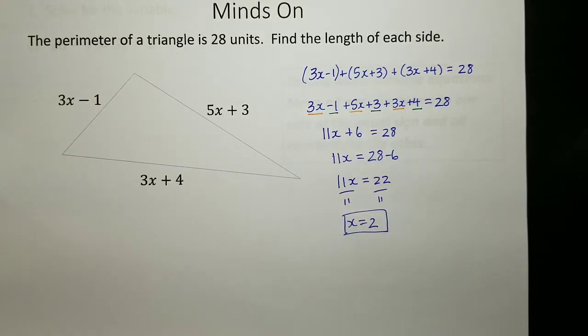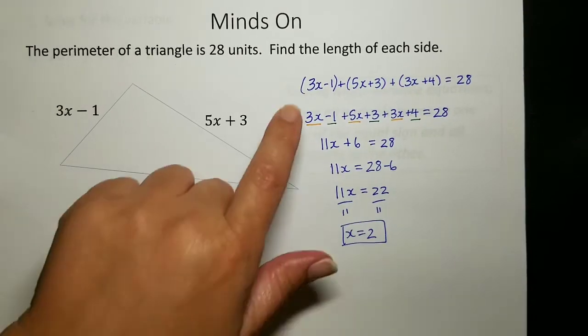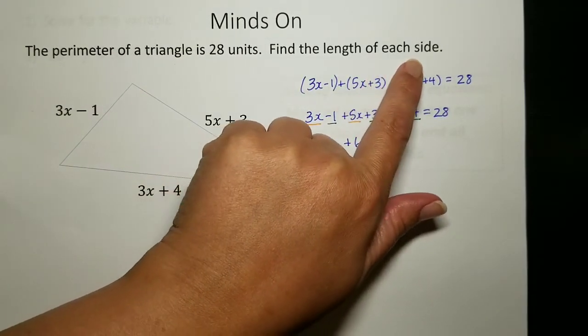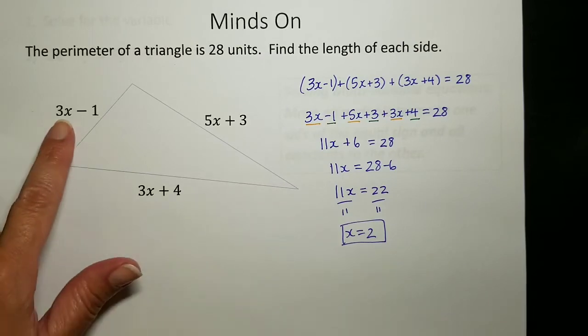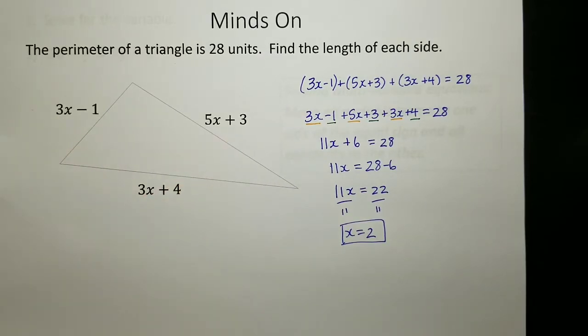But make sure you're reading carefully. It says, find the length of each side. Is x equals 2 the length of each side? It's not. I have to use x equals 2 and actually figure out what the 3 sides are.